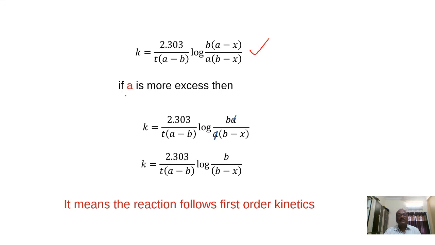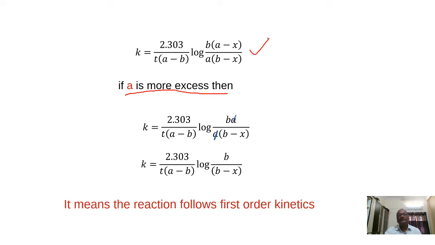For example, A is taken in excess. Then the rate of reaction depends on only B. It means the second order reaction converts into first order. The second order reaction converts into first order under which conditions? If any one of the reactants is taken in excess. So in this situation, A is taken in excess.